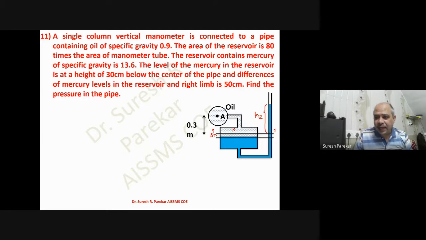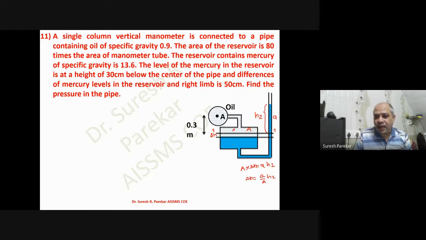Then we can write this delta H. If capital A is the area of this container and small a is the area of this tube, then I can write A into delta H equals a into H2. By using this, I will get the value of delta H equal to a by A into H2. So capital A is this container and small a is this tube.